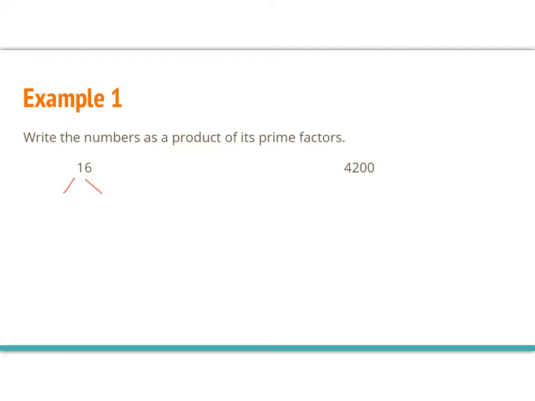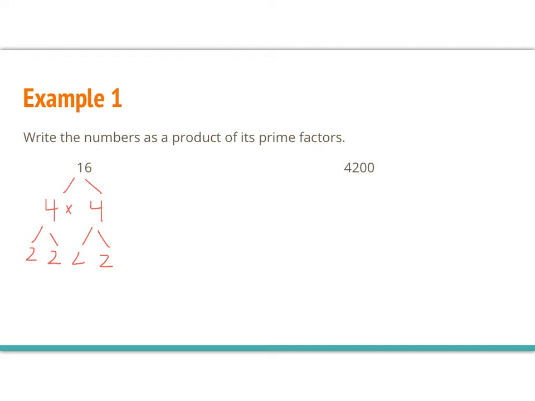So I'm just going to choose 4 and 4. If you chose 2 and 8, we're going to get the same answer. What this says is that 4 times 4 is still 16. All right, so we're going to keep going. 4 can be divided by 2 and 2. So 2 times 2 is 4. Great. Same thing over here, 2 and 2.